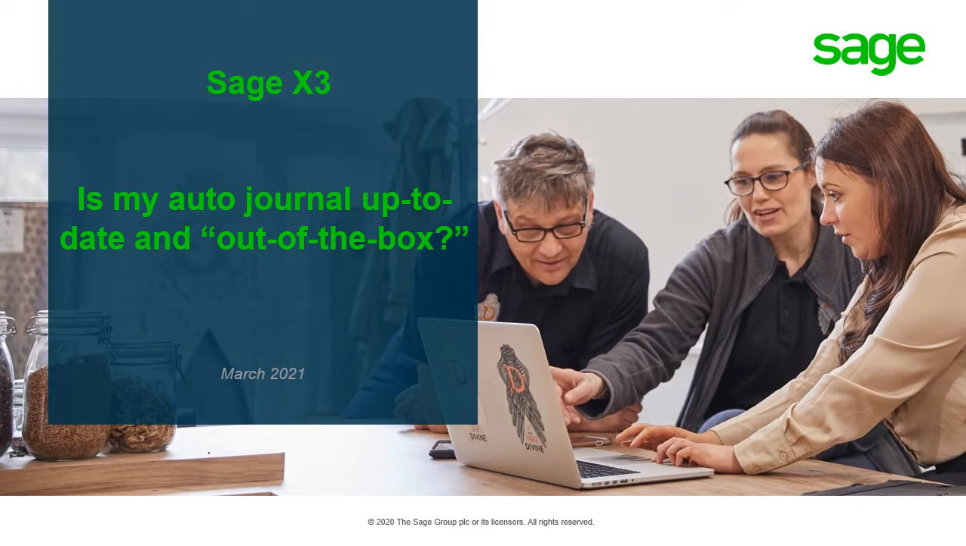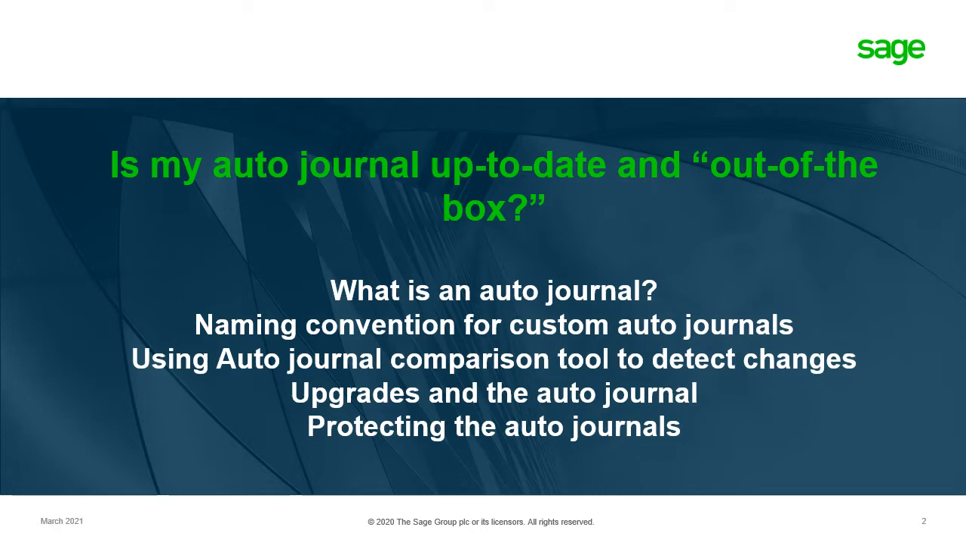Is my auto journal up to date and out of the box? So in today's session, we're going to look at what is an auto journal, naming conventions for custom auto journals, using the auto journal comparison tool to detect changes, upgrades in the auto journal, and protecting the auto journals.